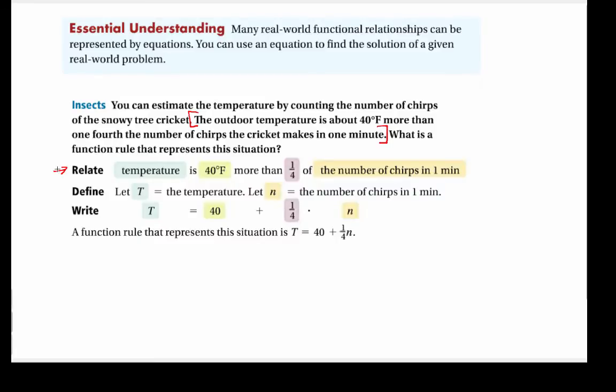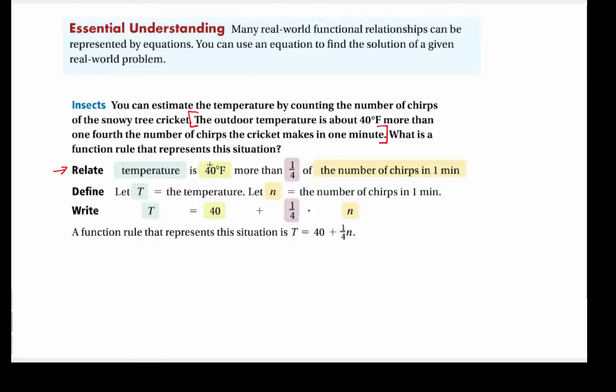A lot of times we want to jump right to the equation. We want to write it down and we want to go. We need to think about the relationship. What is being said about the relationship here? The relationship is between temperature and the number of chirps a cricket makes. So the relationship would be that the temperature is 40 degrees Fahrenheit more than 1/4 of the number of chirps in 1 minute.